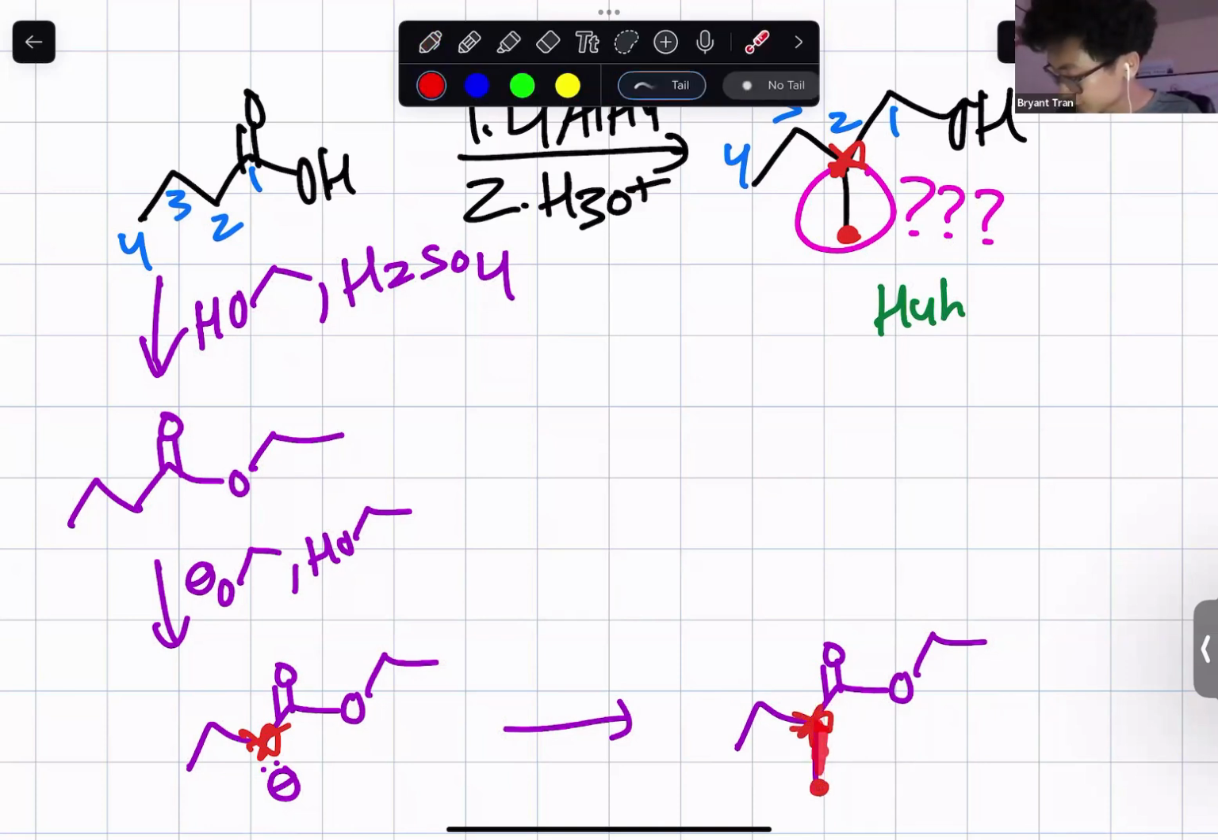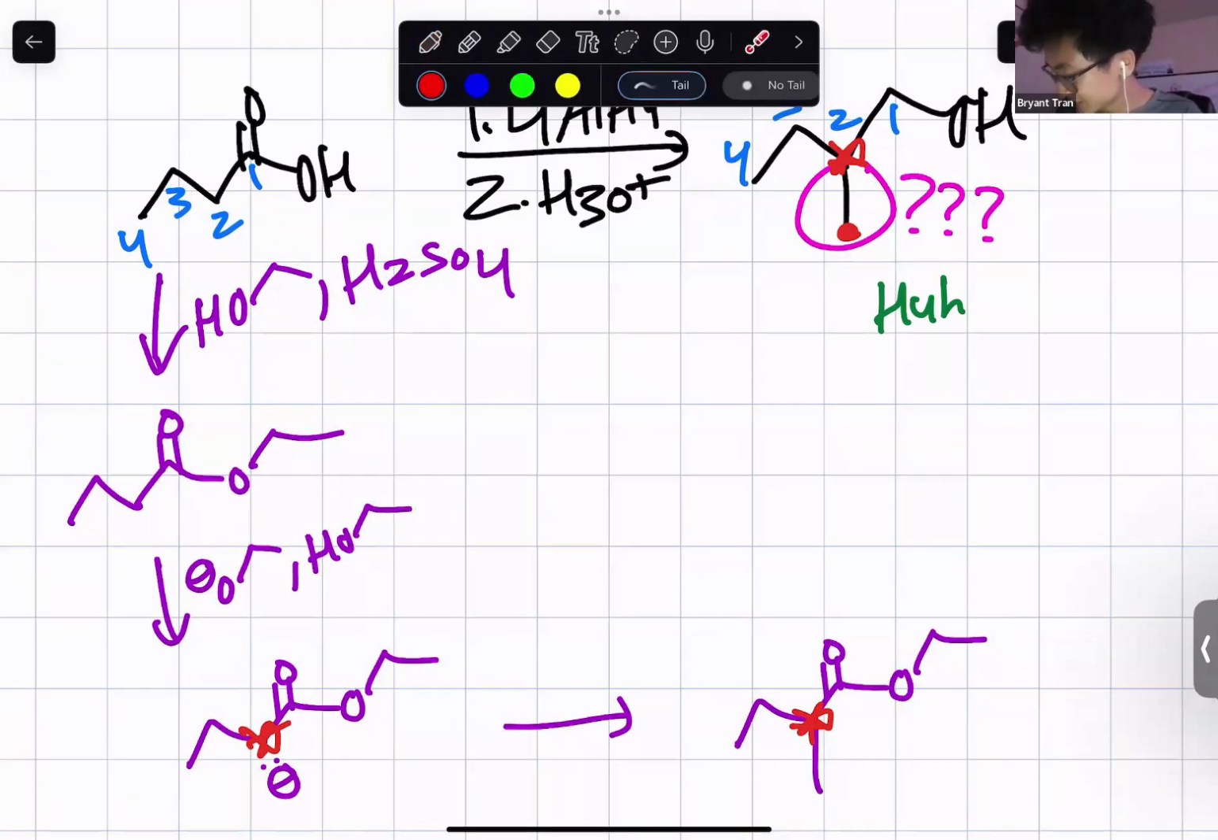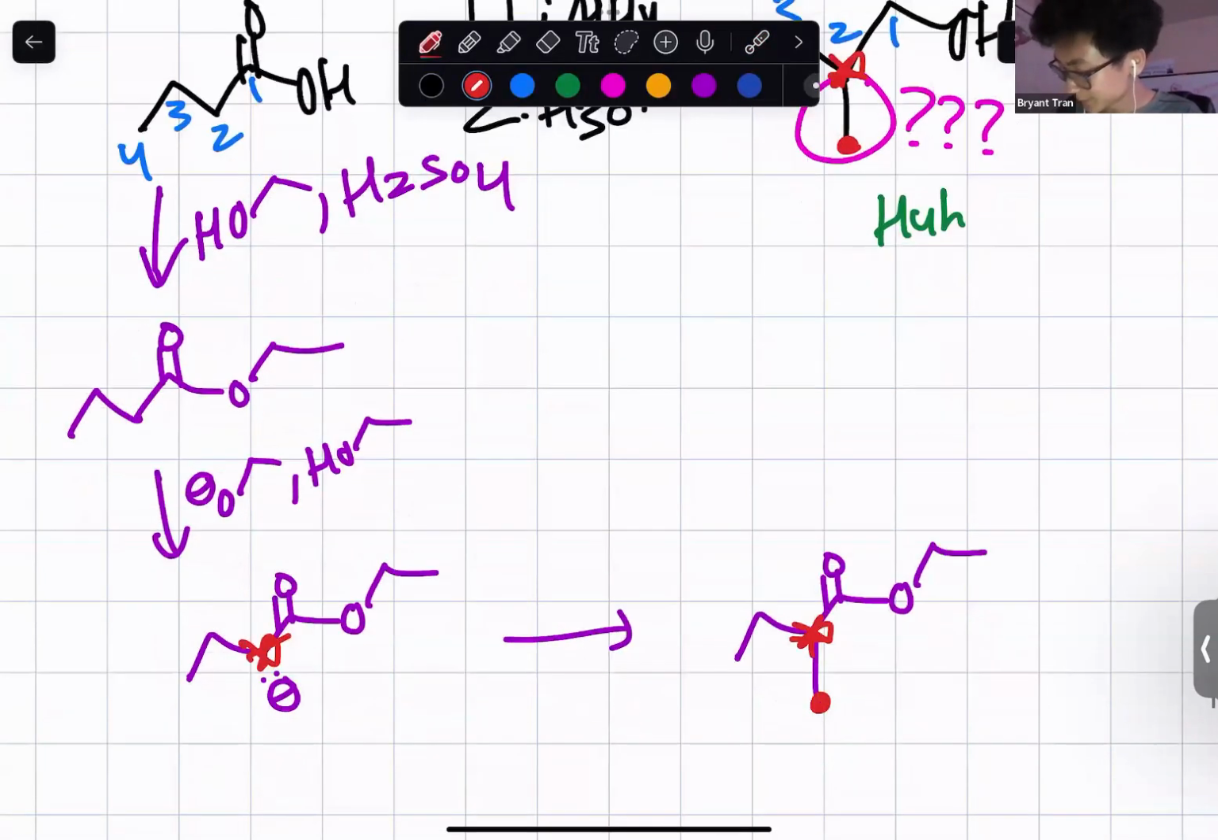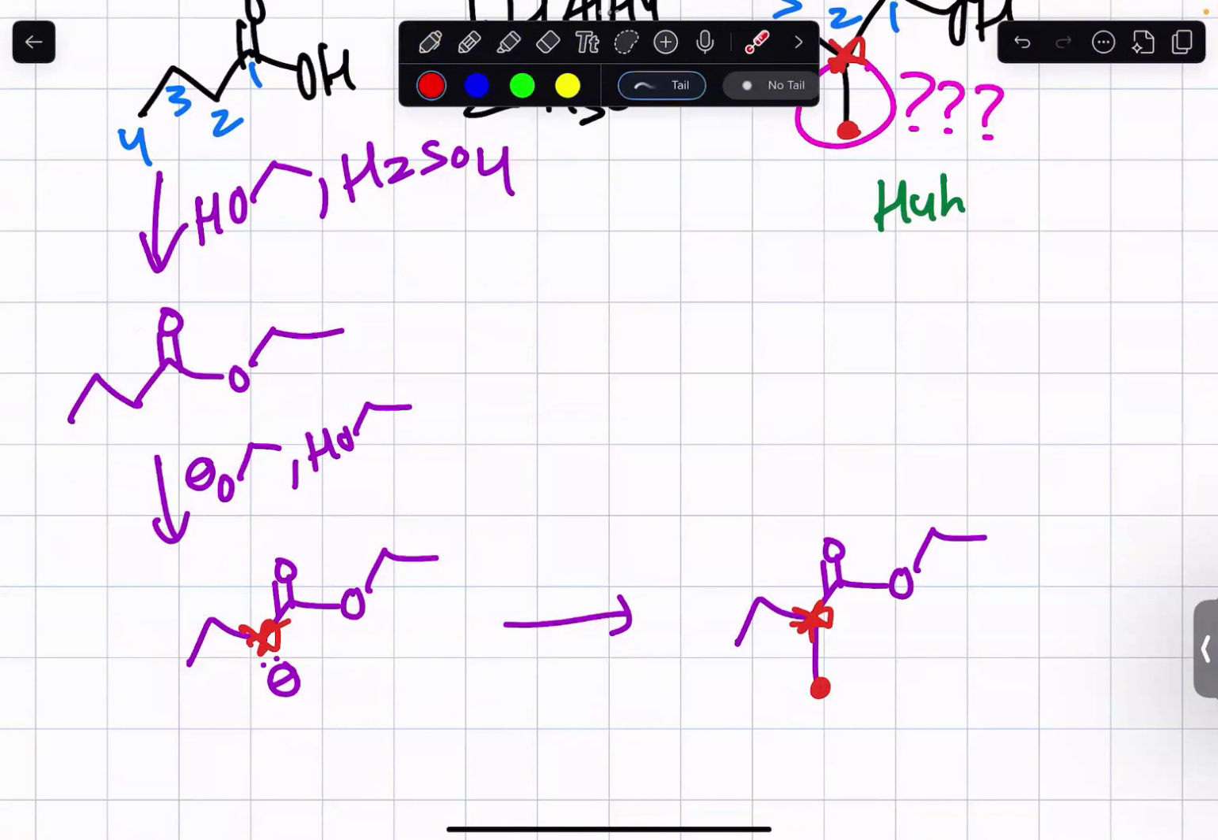This is the new bond between the star and dot. Let's say this is my dot right here. Or actually, yeah, this is my dot right here.